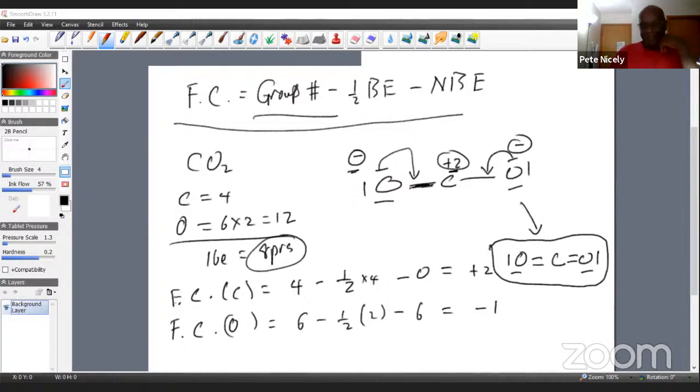arrangement are, let me write this up here, atoms from period 3 and higher periods. So in other words, period 3, 4, 5, etc. All right. This will not occur if the atom is from periods 1 and 2.